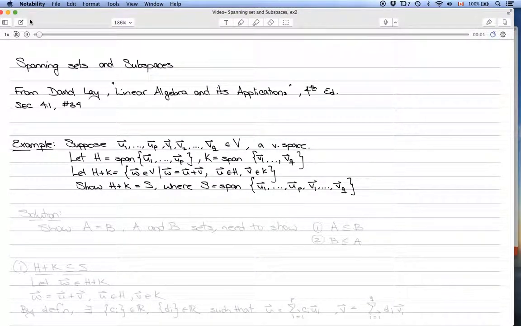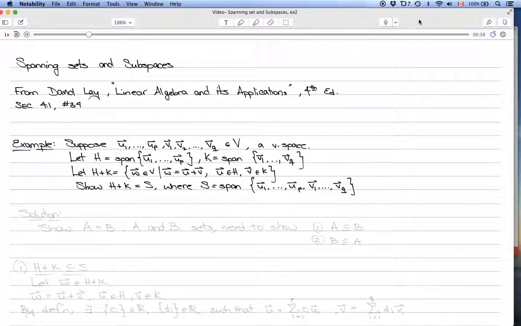In this example for spanning sets and subspaces, we want to show two subspaces are actually equal. So the question we want to look at is, suppose u1 to up and v1 to vq are in a vector space. We're going to let H equal the span of the ui's and K equal the span of the vi's. And we're going to define a set H plus K to equal the set of w such that w can be written as a sum of a vector in H and a vector in K.